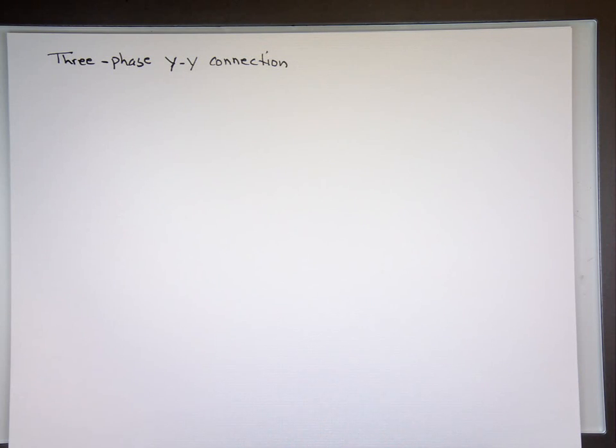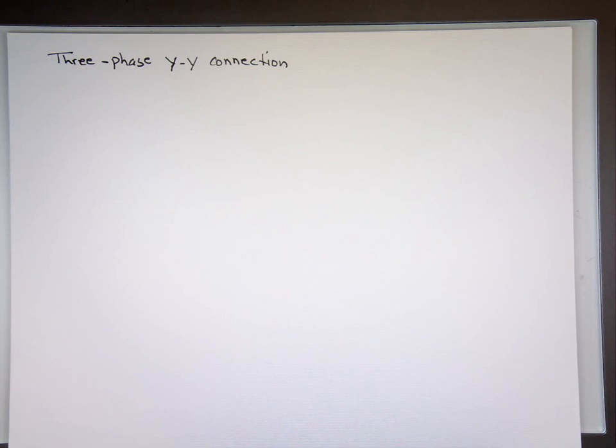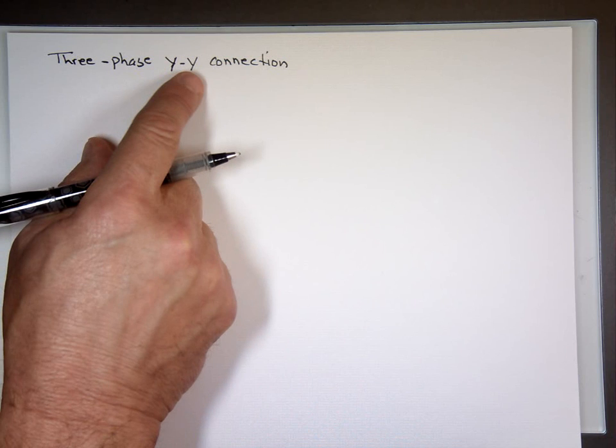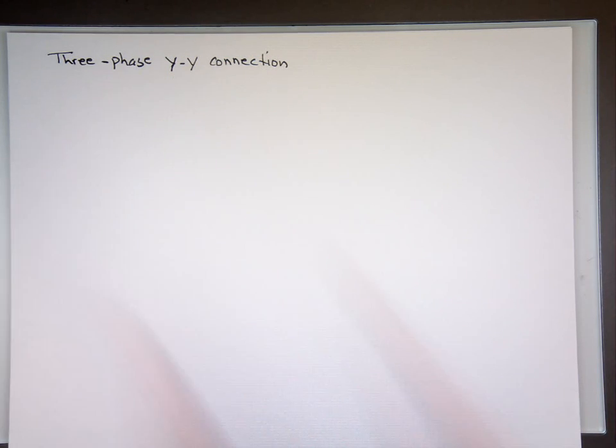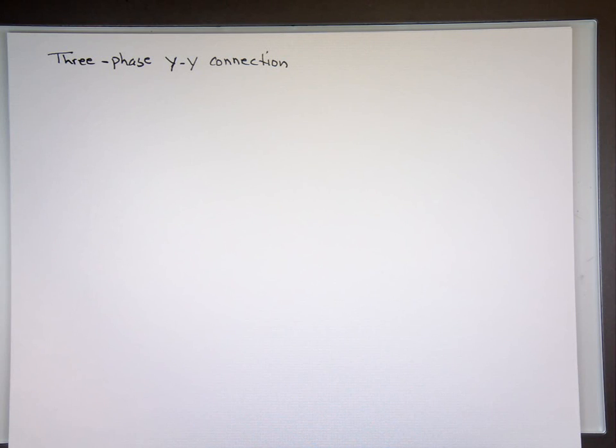Okay, three-phase Y connection, Y to Y. The Y to Y looks bizarre. What does that mean, Y to Y? They're connected. That's Y source connected to Y load. So both are Ys. The source is a Y, the load is a Y.